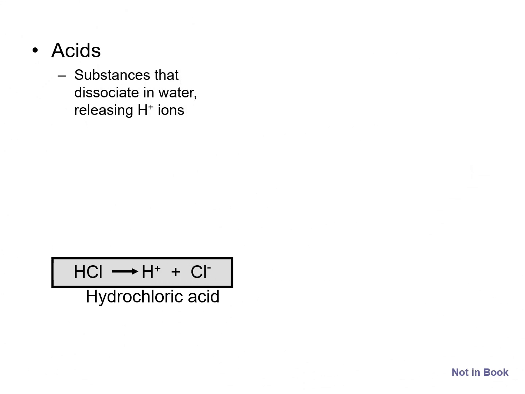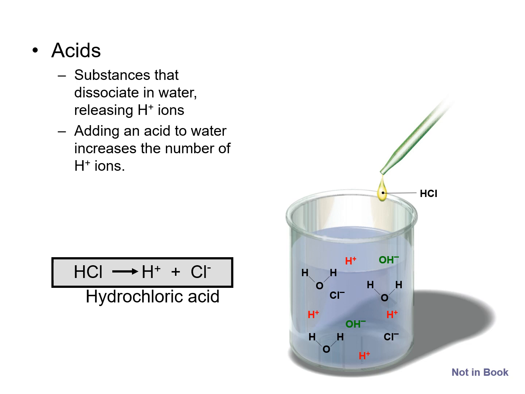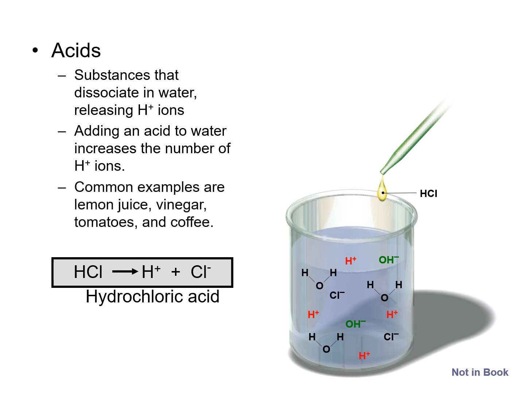So acids are substances that when they ionize or dissociate in water, they release hydrogen ions. For example, if we took HCl, hydrogen chloride, and we added it to water, the hydrogen chloride would separate into hydrogen ions and chloride ions. Because it's releasing hydrogen ions, that makes it an acid. Common examples of acids would be lemon juice, vinegar, tomatoes, as well as coffee.